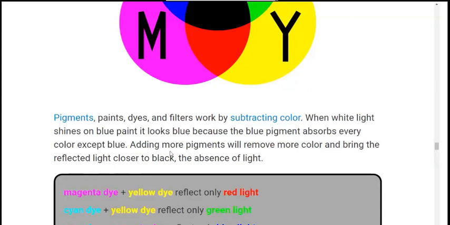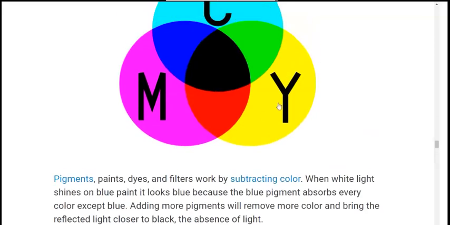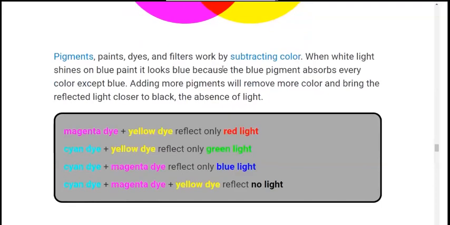Now adding more pigments will remove more colors and bring the reflecting light closer to black. If you add up more colors, then it will appear as black. So absence of light itself is called black, and presence of all lights is called white.